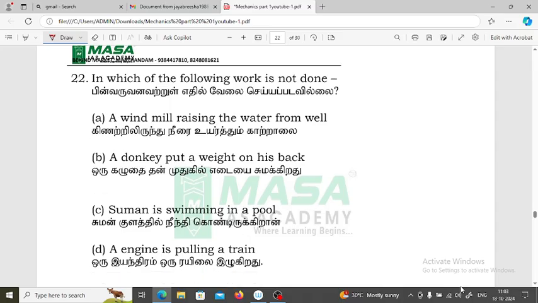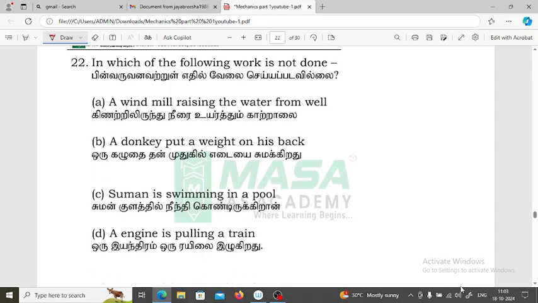Question number 22. In which of the following is work not done? First option, a windmill raising the water from a well. Second option, a donkey carrying a weight on its back. Third option, someone swimming in a pool. Swimming in a pool, he is displaced, he moves, so this option is wrong.